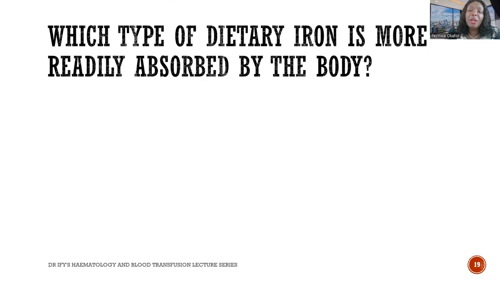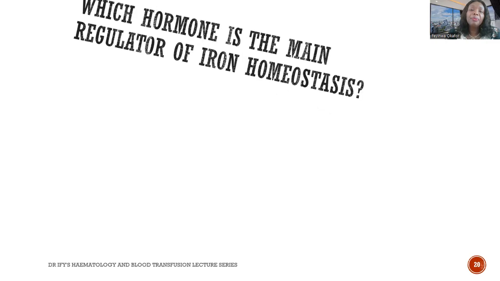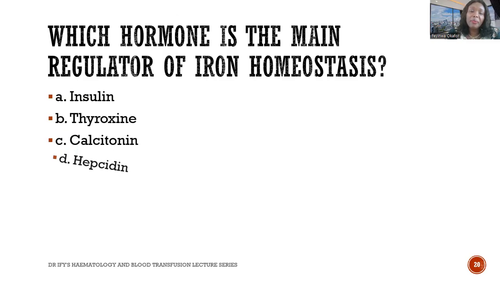Which type of dietary iron is more readily absorbed by the body? Heme iron, non-heme iron, ferrous iron, ferric iron. Answer A, heme iron is more readily absorbed by the body than any other form of iron. Which hormone is the main regulator of iron homeostasis? Insulin, tyrosine, calcitonin, hepcidin. Answer D, hepcidin.